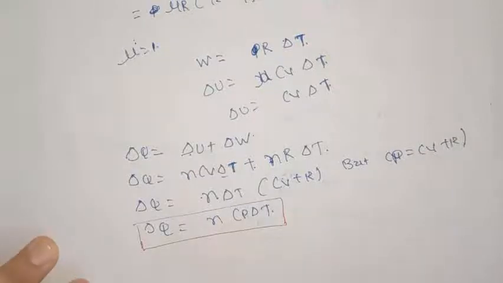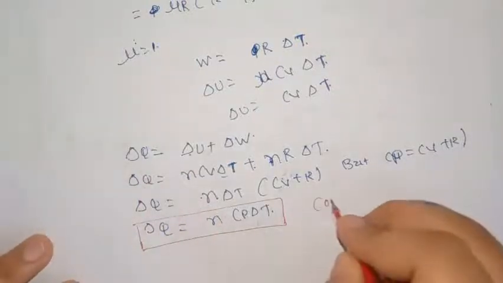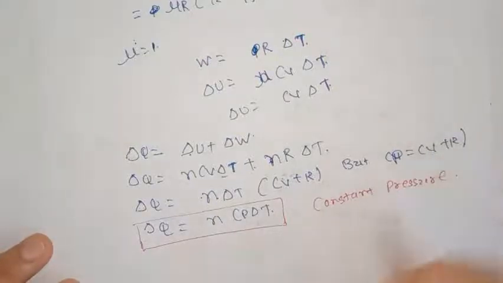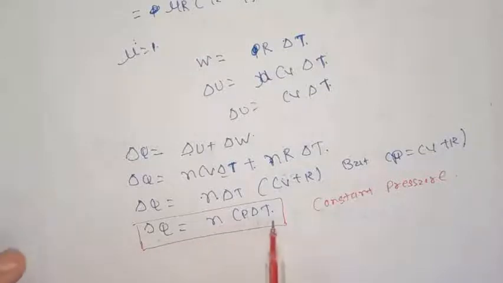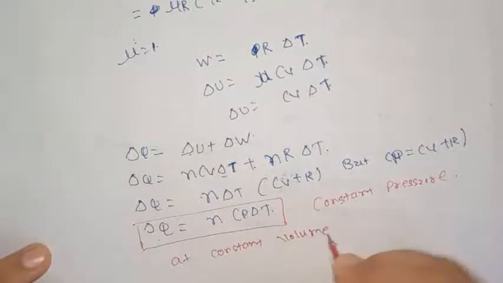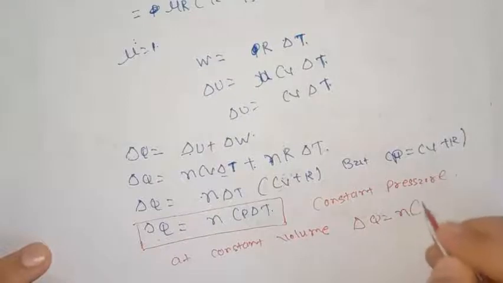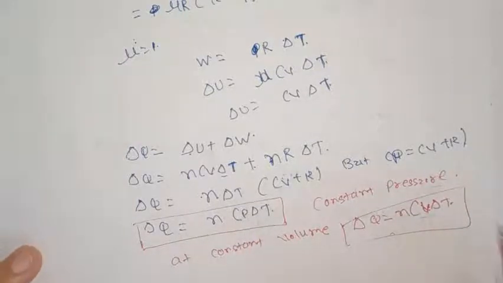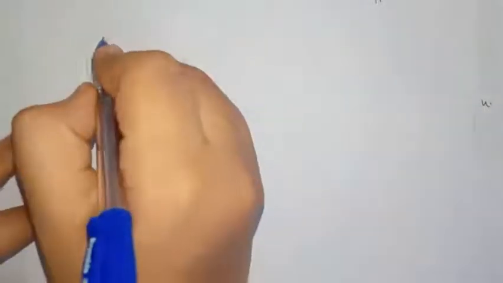So at constant pressure, simply delta Q is equal to nCp delta T, and at constant volume, delta Q is equal to nCv delta T. Constant pressure Cp delta T, constant volume Cv delta T. Let us draw the various graphs for isobaric process.